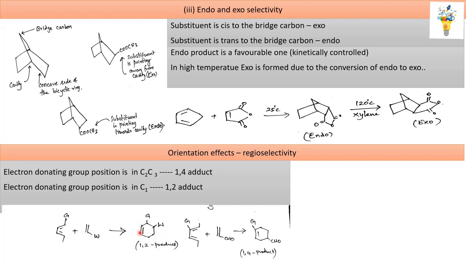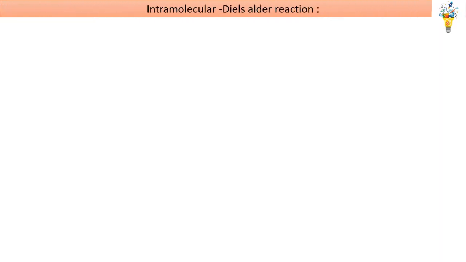When it is at C2 or C3, so now the group is at the C2 position, first, second, third, fourth, the C2 position, the product will be the 1,2,3,4, the 1,4 adduct. So the 1,4 product is formed with C2, C3 substitution. So this is called the regioselectivity of the Diels Alder reaction. Next is a very interesting one, that is the intramolecular Diels Alder reaction.